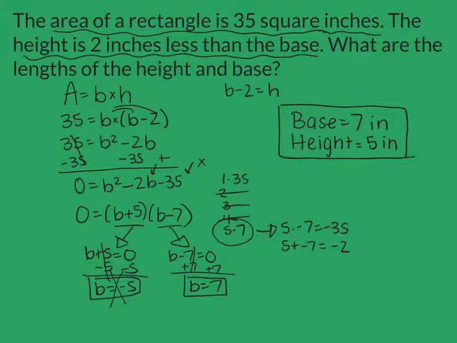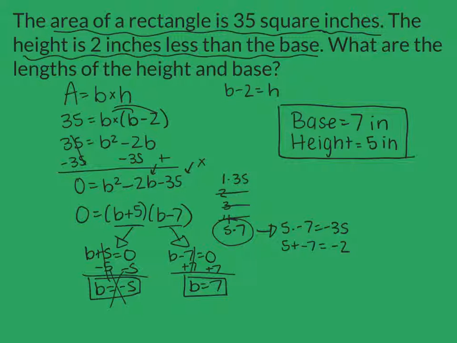The area is 35, base we don't know. Height is 2 inches less than the base, so it's whatever the base is, we're going to take 2 away from that. So b minus 2, I can change the height to be b minus 2, since that's what it equals. Use the distributive property to multiply this b times the parentheses. Then I bring the 35 to the other side by canceling it on this side, so it's all together on the right side of the equal sign.